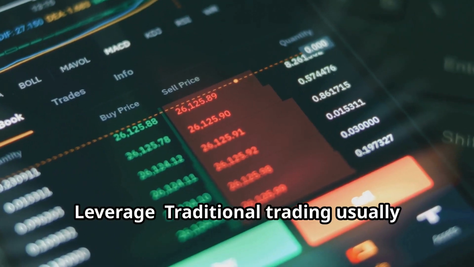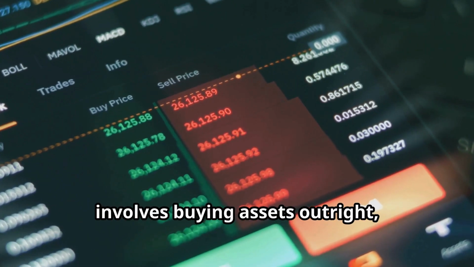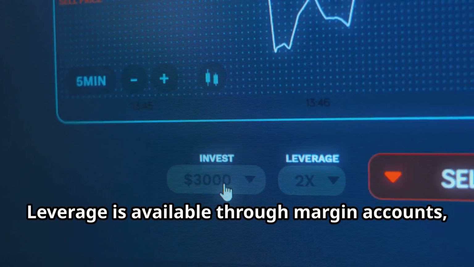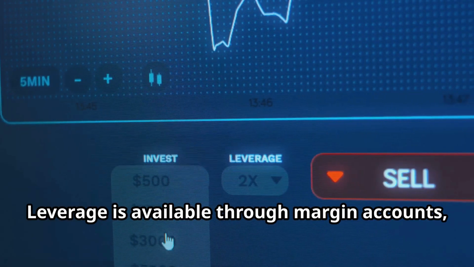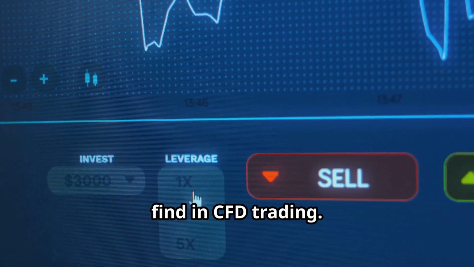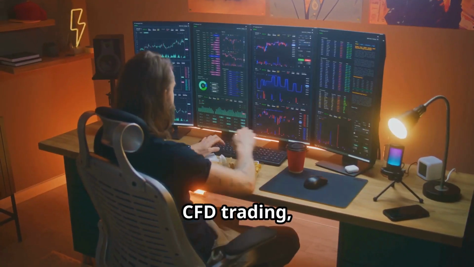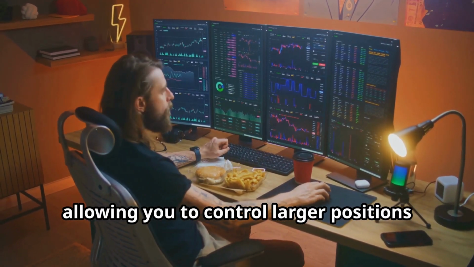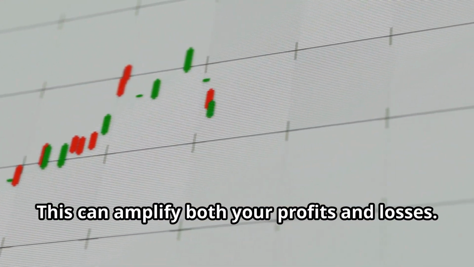2. Leverage. Traditional trading usually involves buying assets outright, requiring the full amount of capital up front. Leverage is available through margin accounts, but it's typically lower than what you'd find in CFD trading. CFD trading, on the other hand, offers high leverage, allowing you to control larger positions with a smaller amount of capital. This can amplify both your profits and losses.